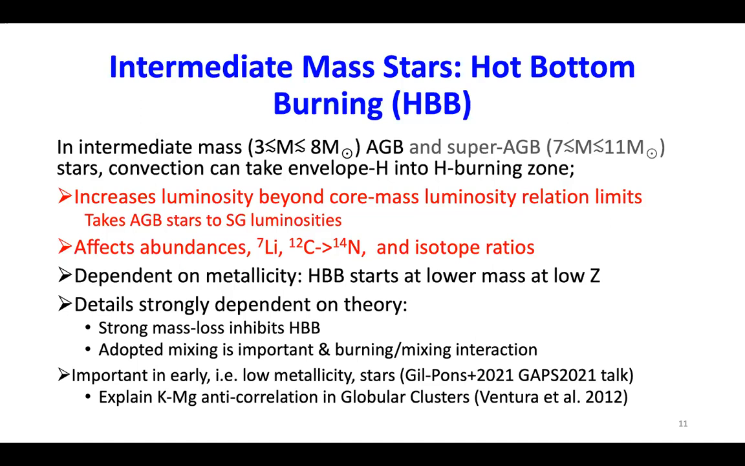And there's been a lot of work over the last few years on hot bottom burning theory. It certainly appears that it starts earlier, at much lower mass, at lower metallicity. And this means it's probably important in the early universe, in relatively low metallicity stars. But the details are strongly dependent on the particular theory, as was mentioned in the earlier discussion today. Strong mass loss inhibits hot bottom burning, and the adopted mixing by the theorists and the burning-mixing interaction is crucial in deciding what actually happens.